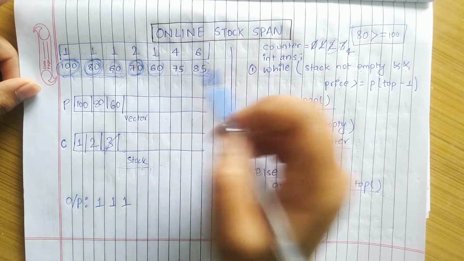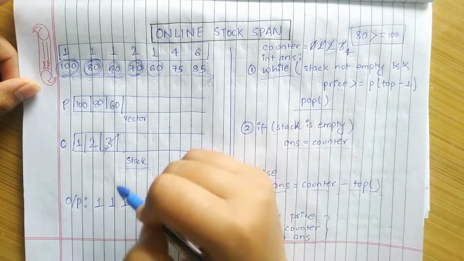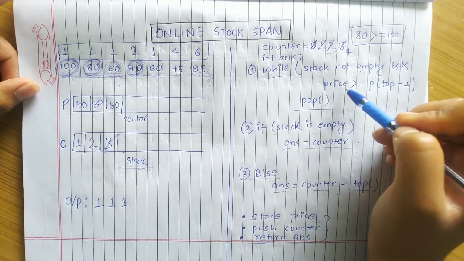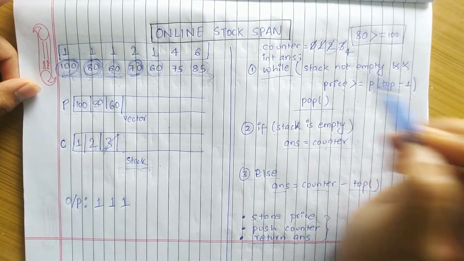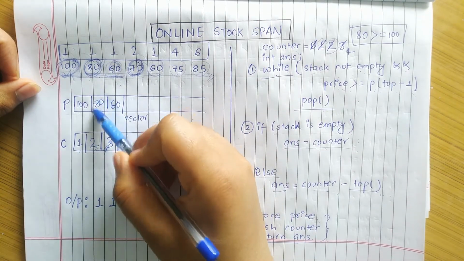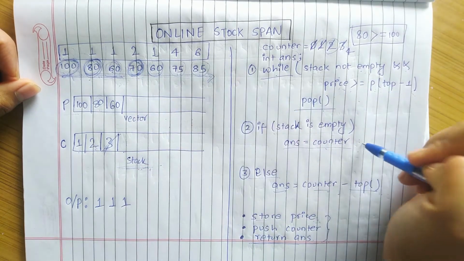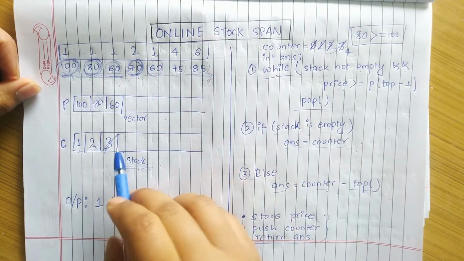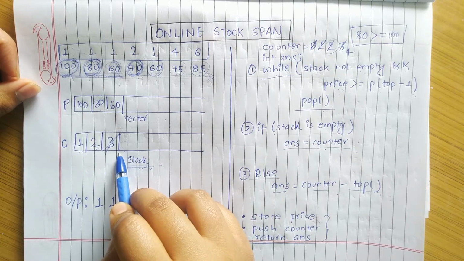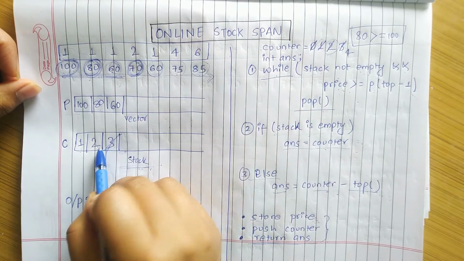After that, since this is a while loop, it will again check if the stack is empty. No, it is not empty. Then it will check if the price is greater than P of top minus 1. Now top is 2. 2 minus 1 is 1. So this one, 80, and 70. Is it greater? No. So it will not do anything. It will come out of the loop and check if the stack is empty. Is the stack empty? No. So it will come here and answer is counter minus top. So 4 minus 2 is 2.